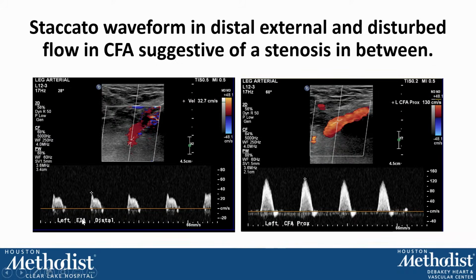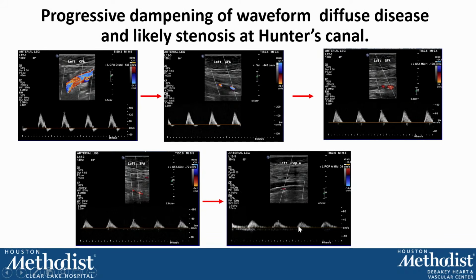What do we see here? Left external iliac artery, staccato. Essentially, there's no diastolic component. That's a staccato waveform, okay? And then what do we see here? The waveform almost reconstitutes, some disturbance of flow. That means that between the external iliac and the left proximal common femoral artery, there's a significant stenosis that's leading us to see this. Again, this is the left external iliac, left common femoral artery.